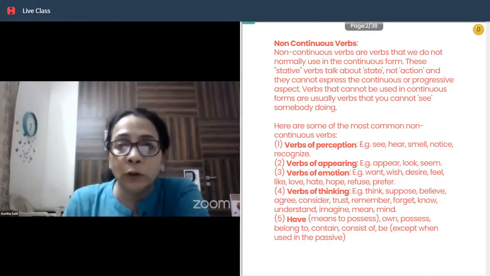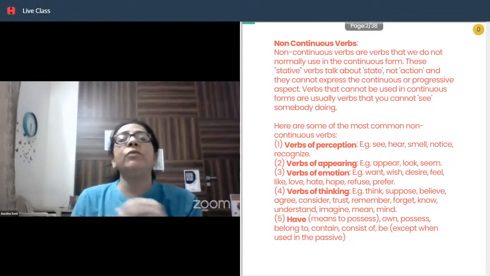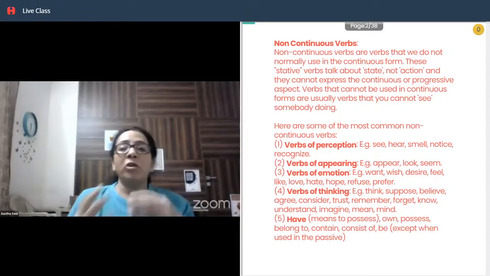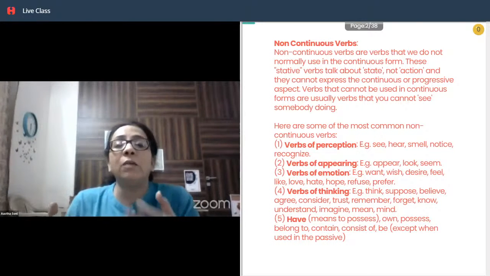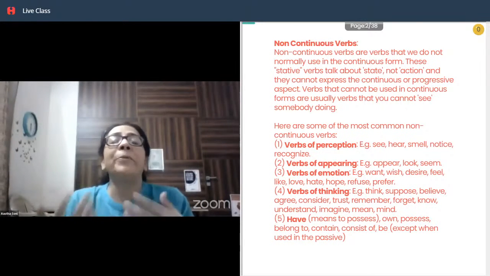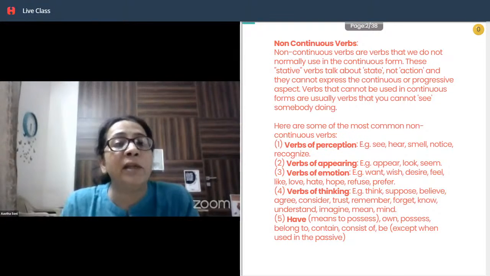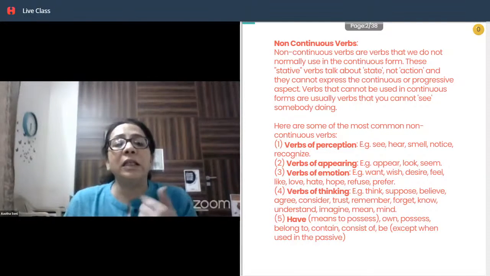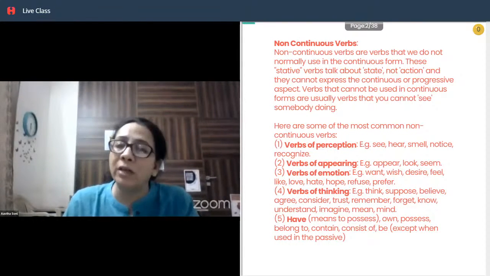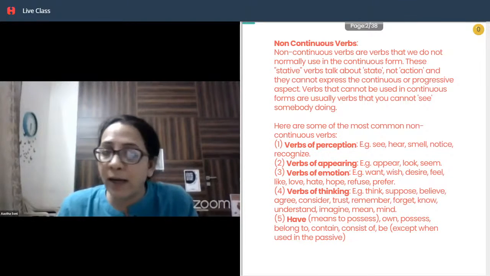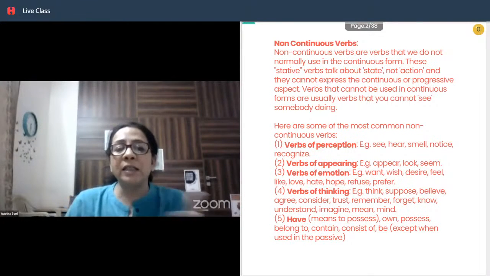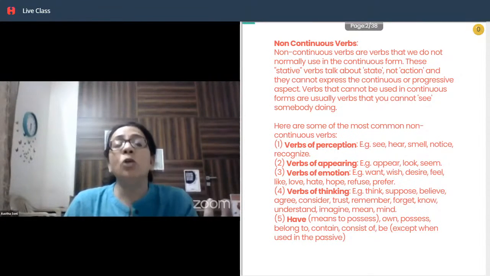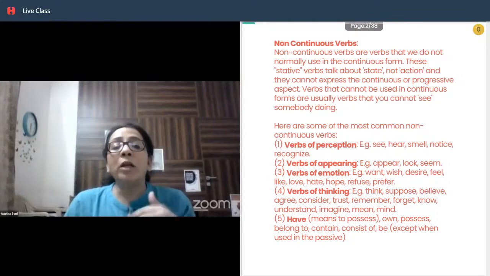Now all those verbs deal with these four thoughts. What are those thoughts? Perception, seeing. That means when I perceive, how do I perceive? I perceive with the help of my senses. What are my senses? See, hear, smell, notice, and recognize. I recognize through my eyes, I smell, I can see, I can hear, and I can notice at the same time.